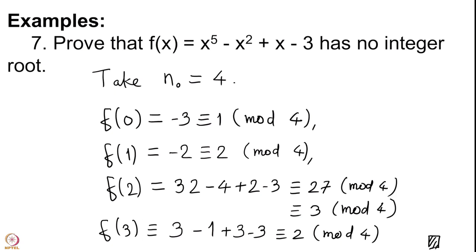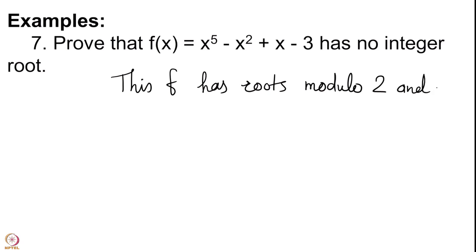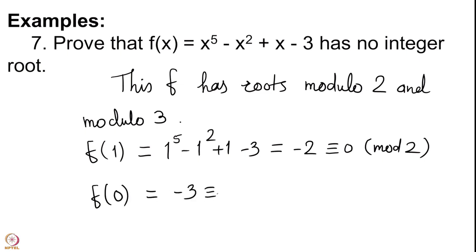You may wonder why I took n naught to be 4 and why not 2 or 3. It turns out that modulo 2 and 3, there are actually solutions for this polynomial. This f has roots modulo 2 and modulo 3. How do we check that? If you are considering modulo 2, let us look at f of 1. This is 1 power 5 minus 1 square plus 1 minus 3, which gives you minus 2, which is 0 mod 2. So, 1 is a root for the polynomial f modulo 2. And if you are looking at modulo 3, then consider f of 0, which is simply minus 3, which is 0 mod 3.